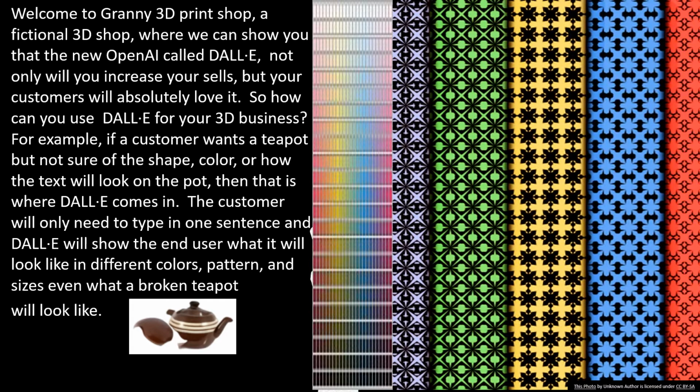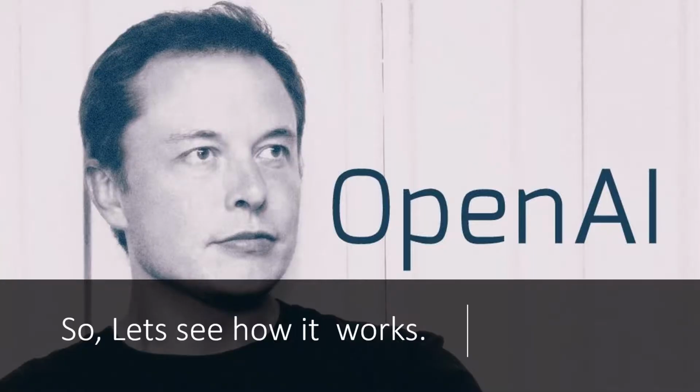For example, if a customer wants a teapot, but is not sure of the shape, color, or how the text will look on the pot, then that is where DALL-E comes in. The customer will only need to type in one sentence, and DALL-E will show the end user what it will look like in different colors, patterns, and sizes, even what a broken teapot will look like. So, let's see how it works.